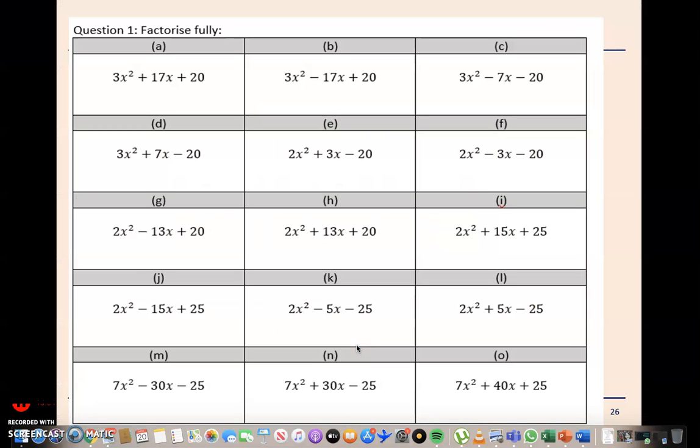So now if you can pause the video and spend 7 minutes practicing the skills that we've just used. Use your books and use the examples that we've just done to model how you're going to answer these questions.